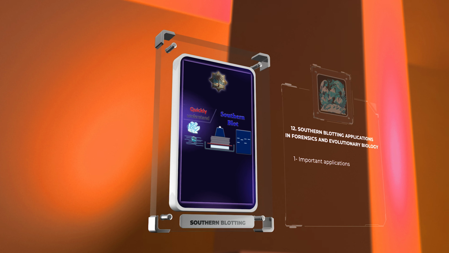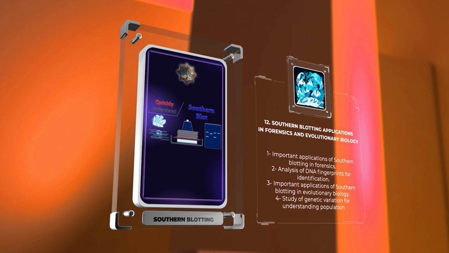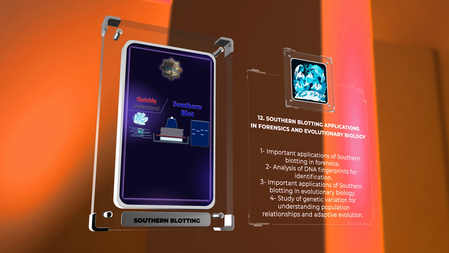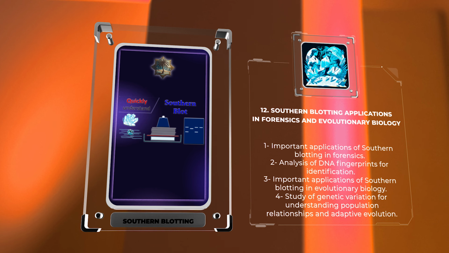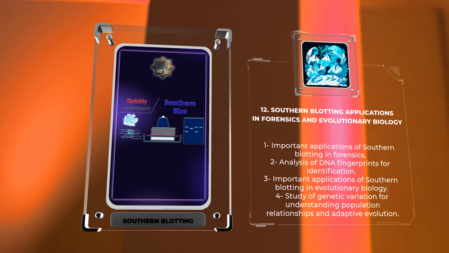Southern blotting has important applications in forensics and evolutionary biology. In forensics, it helps analyze DNA fingerprints for identification. In evolutionary biology, it studies genetic variation for understanding population relationships and adaptive evolution. Southern blotting remains a crucial tool in these fields.